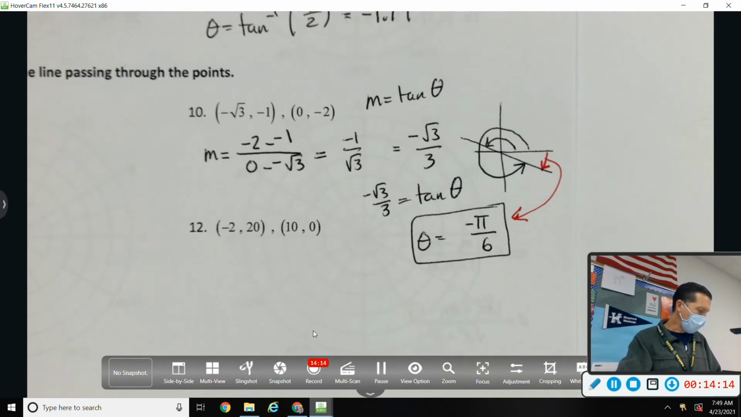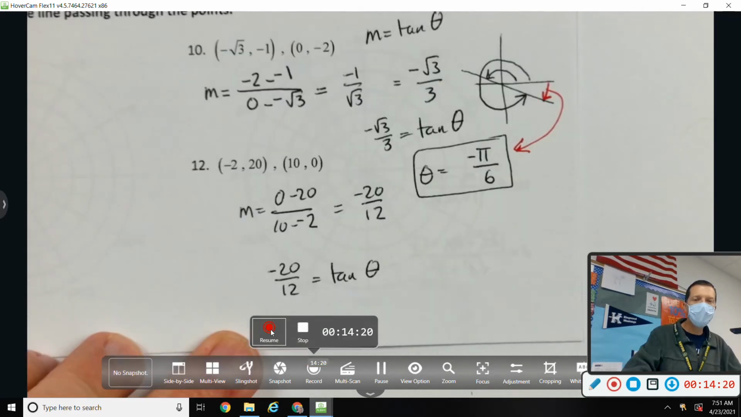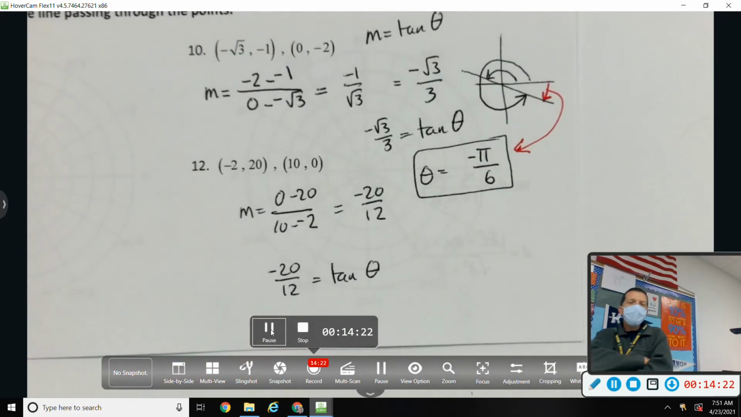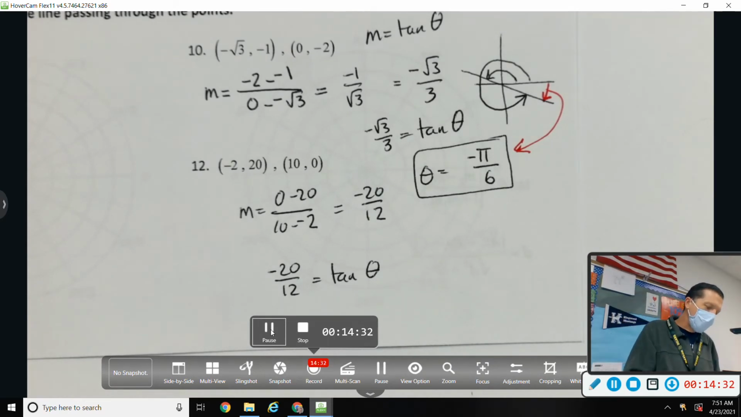I don't think that's going to be on the unit circle, so you'll need a calculator for that one. That doesn't stop me. I'm kind of like that. All right, since you're going to the calculator, you don't really even need to reduce that. Right? I mean, you could, because it would be negative 5 over 3, but it doesn't matter because you're going to type it in the calculator anyway.